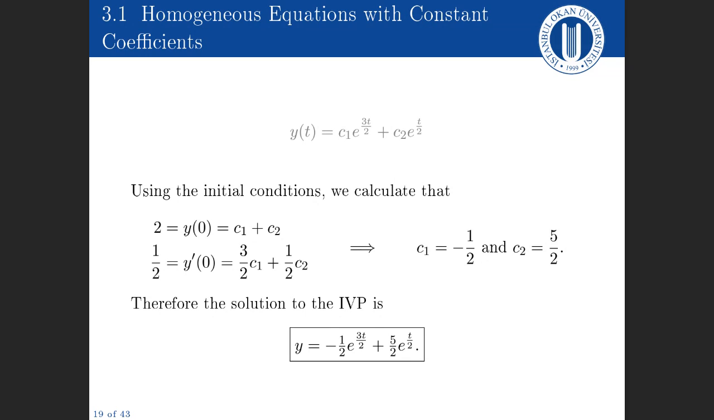And that's all we need to do. Therefore, we can write down that the answer to this problem, the solution to the initial value problem, is minus 1/2 e to the power 3 over 2 t plus 5 over 2 e to the power t over 2.